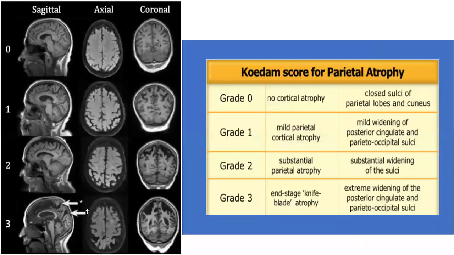Here we have the CODAM score for parietal atrophy. In grade 0, we have no cortical atrophy, closed sulci of the parietal lobe and cuneus. In grade 1, we have mild parietal cortical atrophy, mild widening of the posterior cingulate and parieto-occipital sulci. In grade 2, we have substantial parietal cortical atrophy and substantial widening of the sulci. Grade 3, end stage knife blade atrophy with extreme widening of the posterior cingulate and parieto-occipital sulci.